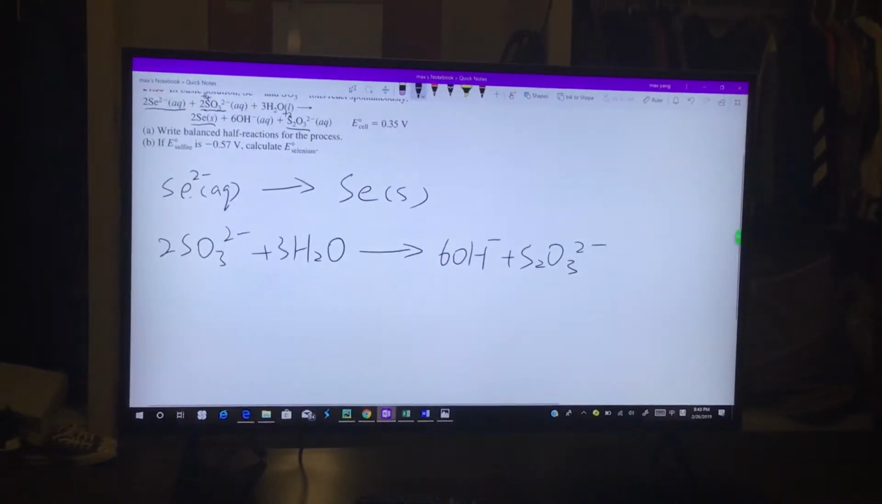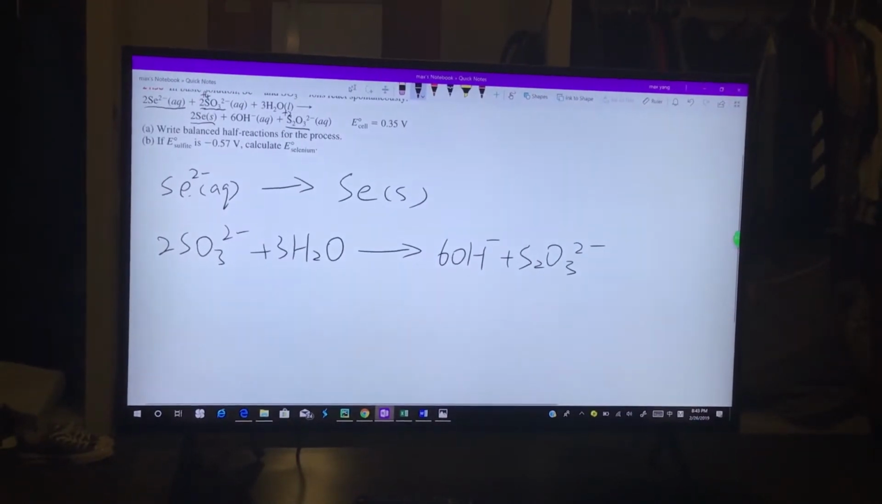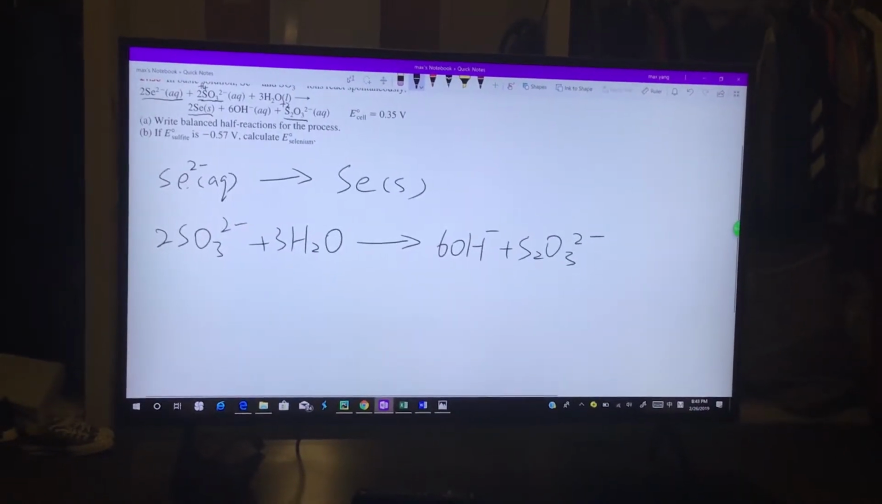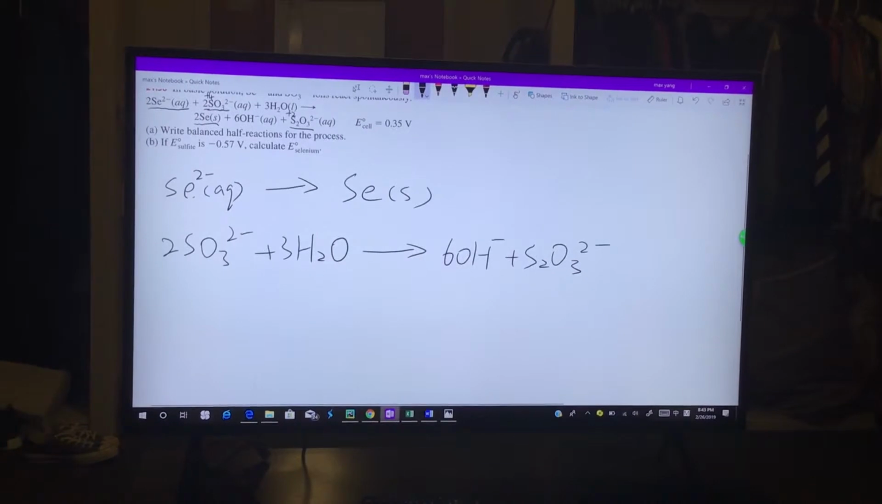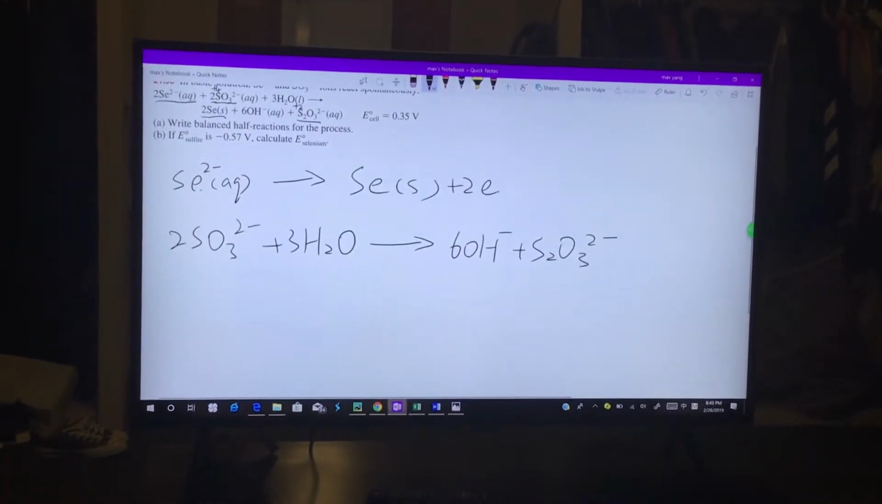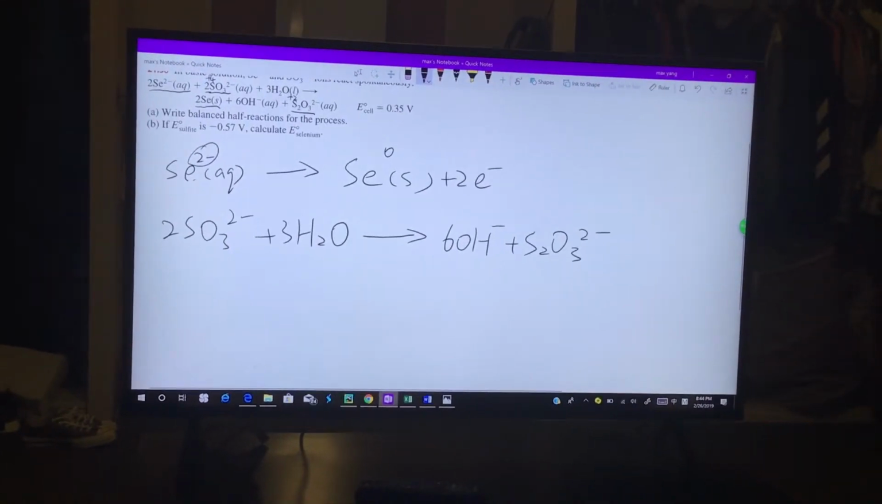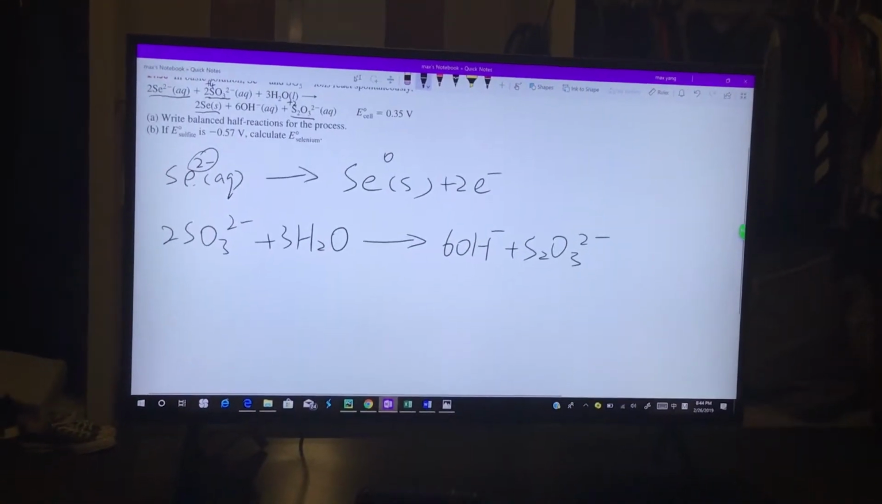First, if we look at Se2 minus going to Se solid, the number of Se's are the same. We just need to balance the charge. Meaning that we need to add 2 more electrons on the right side, because this is a -2 here and there's the 0 charge here. So we need to balance that, make them both -2.